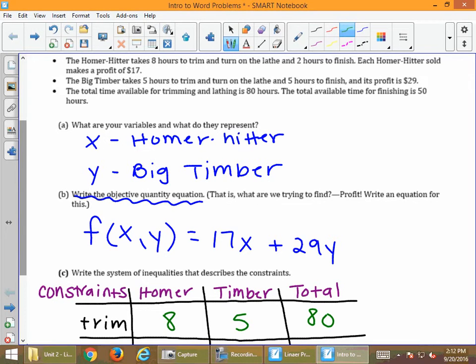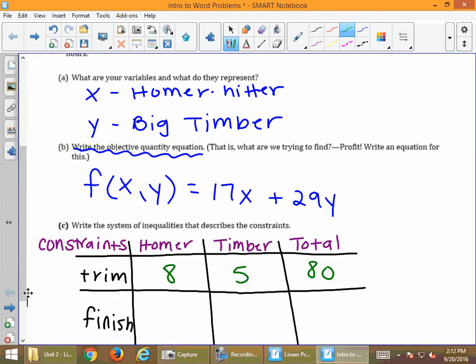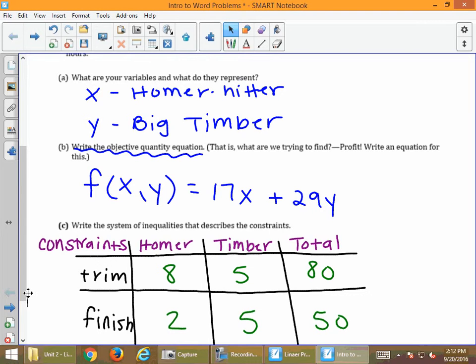Hold that part. Do the same thing for finishing. If you look back at the word problem, how many total hours does it take to finish a Homer? 2. How many hours for a Timber? 5. How many total finishing hours do you have? 50. You literally just made your equations.